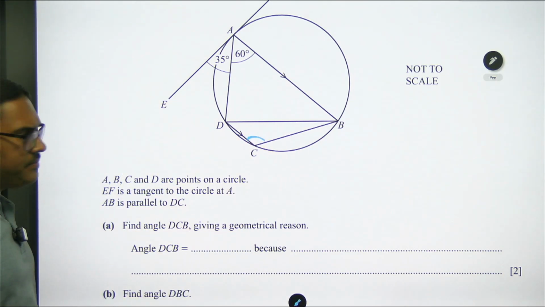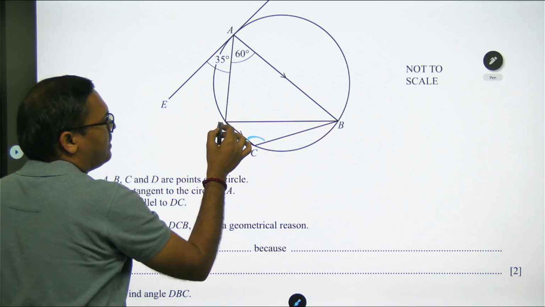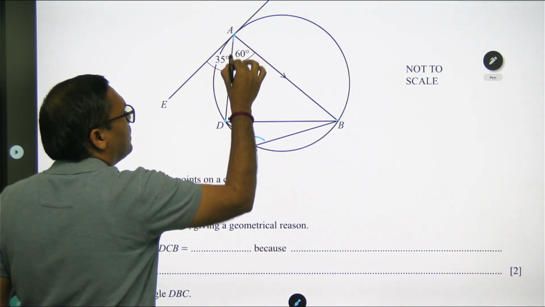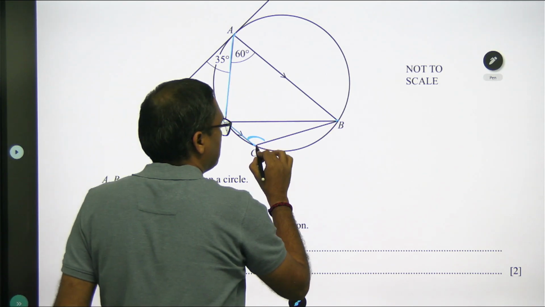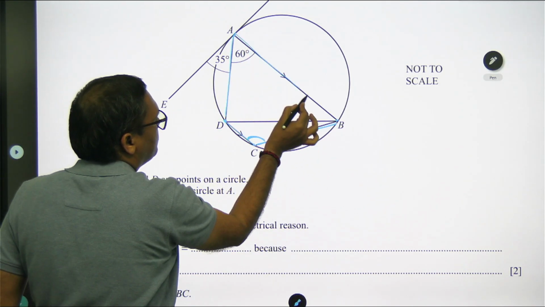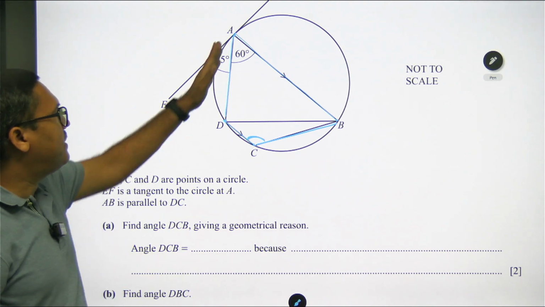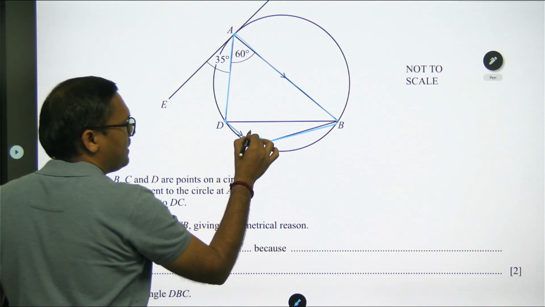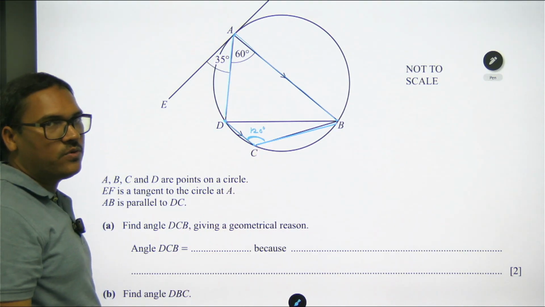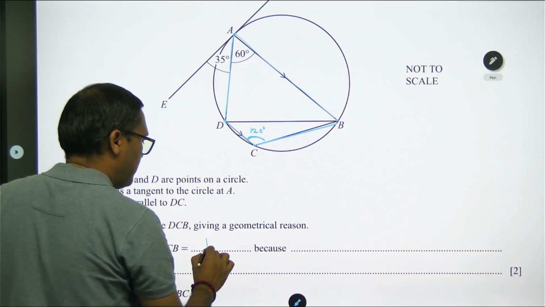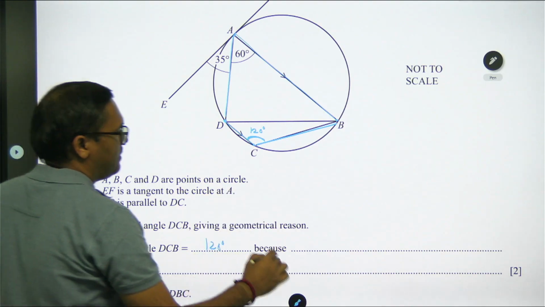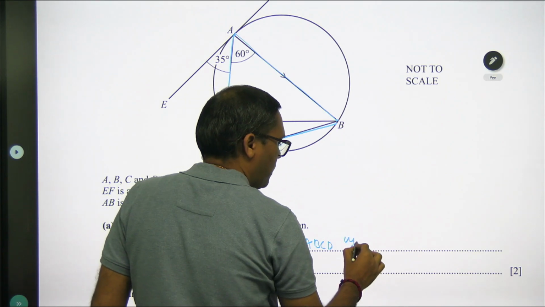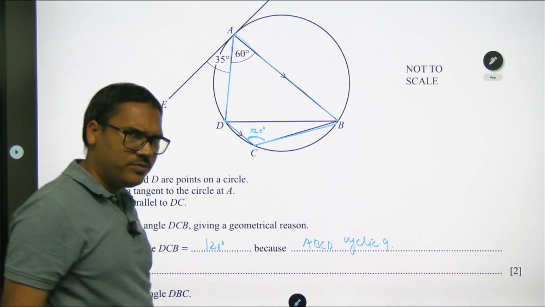Now, the points A, B, C, D are lying on a circle. That means this is a cyclic quadrilateral. And we know that the sum of opposite angles of a cyclic quadrilateral is equal to 180 degrees. So if this is 60 degrees, this has to be 120 degrees. So angle DCB is 120 degrees because quadrilateral ABCD is a cyclic quadrilateral. I hope this first part is clear.